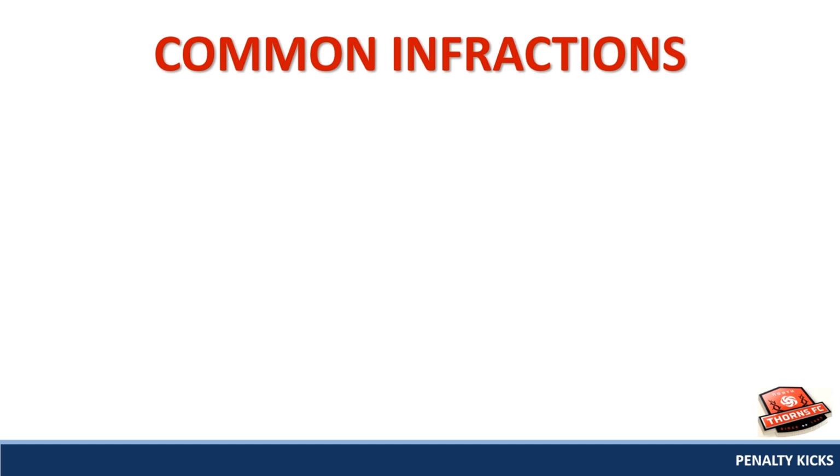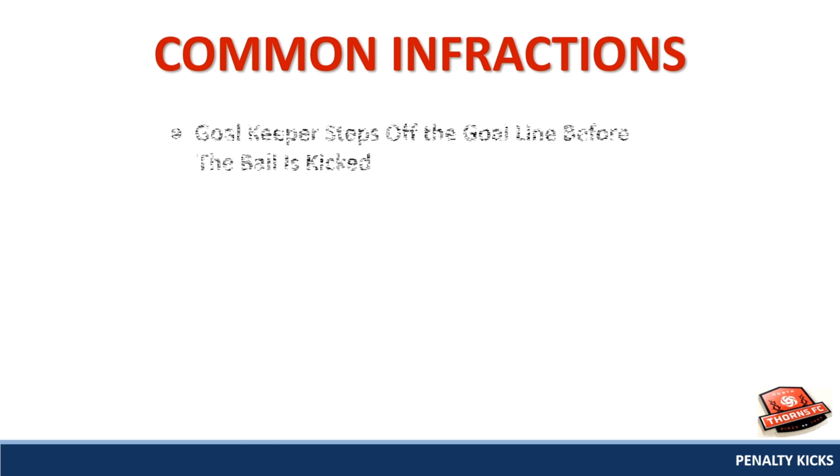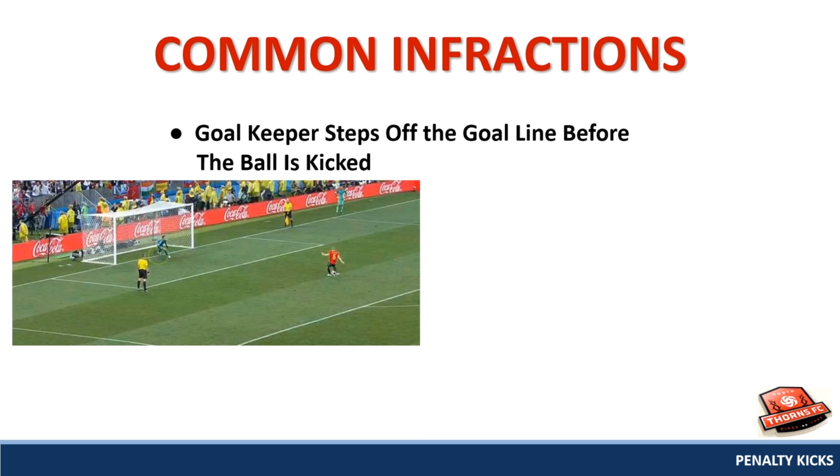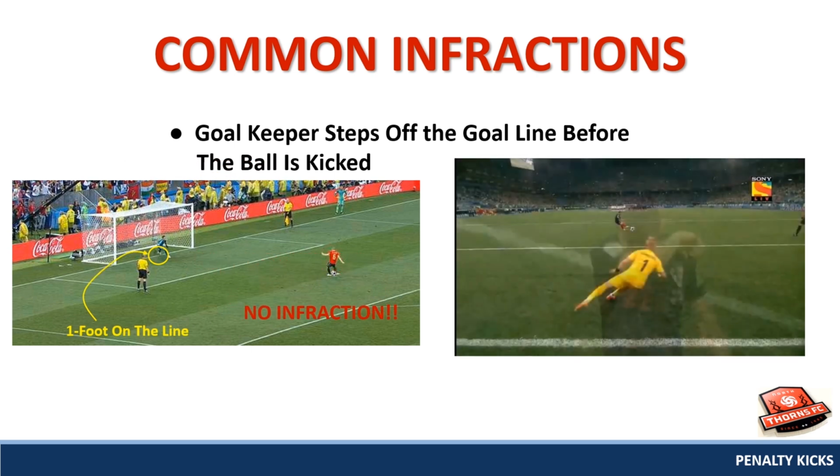During the process of taking a penalty kick, the referees are looking for certain infractions by either team. So let's cover a few common infractions. The first common infraction is the goalkeeper coming off their line before the ball is kicked. Now first, I want to point out that the recent rule changes made in 2019 do allow for the goalkeeper to have one of their feet off the line before the ball is kicked.